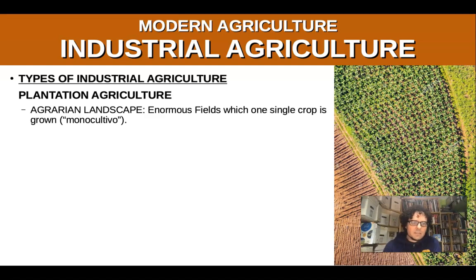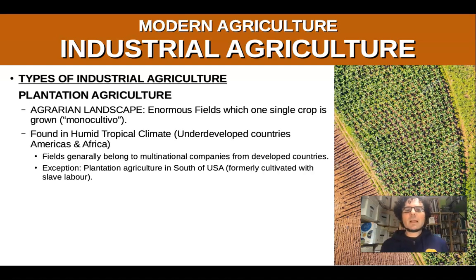Let's see its characteristics. The agrarian landscape is enormous, not just large like in the previous one, enormous, huge fields with just one single crop, okay? Y what in Spanish we call monocultivo, campos enormes, no ya grandes como la otra vez, como en la diapositiva anterior, sino enormes, que se dedican solamente a un tipo de cultivo, un monocultivo. They are found in humid tropical climates, especially in underdeveloped countries, in the Americas and Africa. The fields generally belong to a multinational company from a developed country.